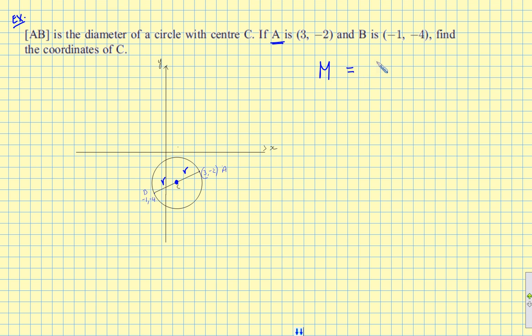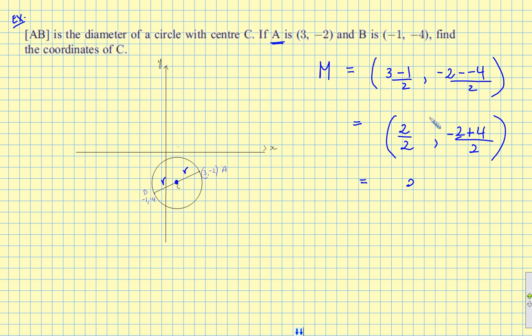So I'll say the midpoint is going to equal, and I'll do the x's first, 3 minus 1 divided by 2, and then I'll do my y's, negative 2 minus negative 4 divided by 2, so that I get 3 minus 1 is 2, all divided by 2 for the x's, and negative 2 plus 4 divided by 2. So I end up getting here 1 over 1, or just 1, and 2 over 2 is going to be, again, 1. So I know that my point can't be 1 and 1.